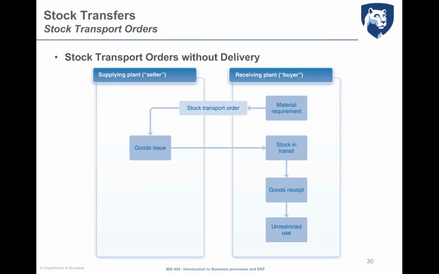When the materials then arrive at the receiving plant, a goods receipt is recorded as it happens in the procurement process. I mean, it is exactly what happens when we talk about the purchase order, while instead in this case we have a stock transport order. So once we record goods receipt against the order and we verify that all is okay, we can then transform the stock in transit into stock in unrestricted use.